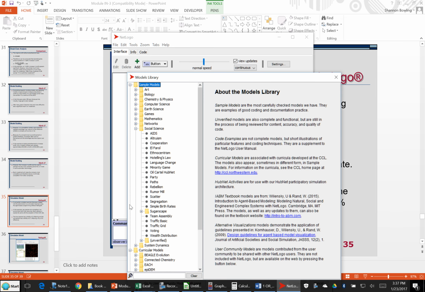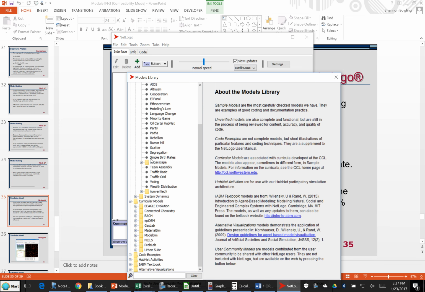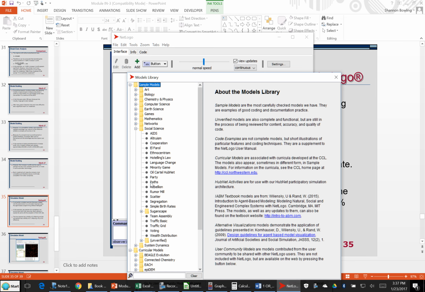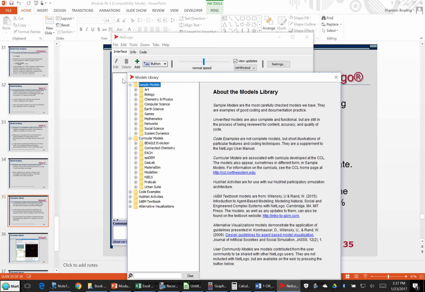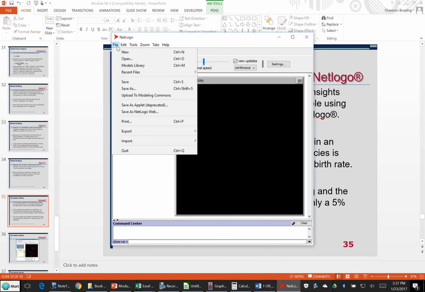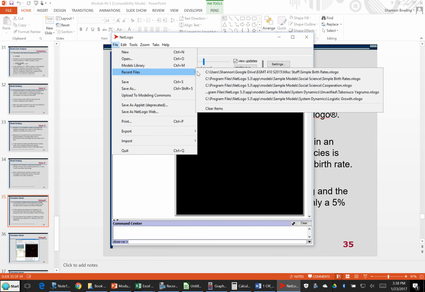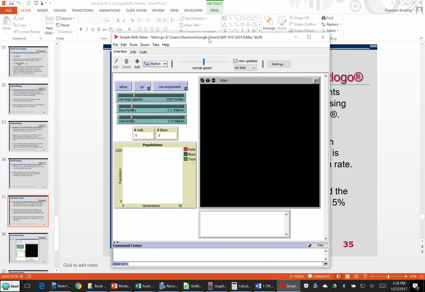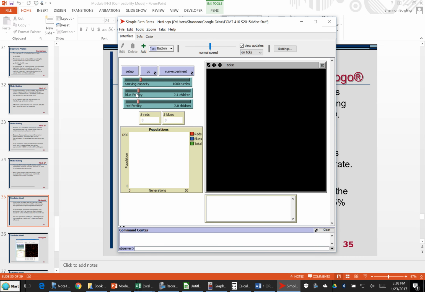Let's see what we have here. Usually this is called simple birth rates. Let me see if I can find it. Maybe I've got it on recent. Recent files. Yeah, I'll go to simple birth rates. There we go. And it's just two species that are competing with one another.